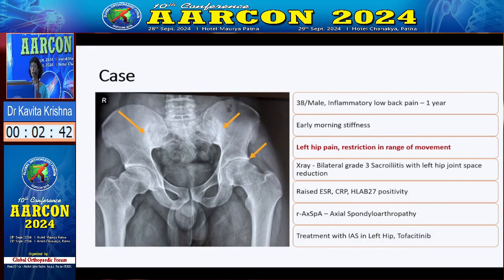Like this patient, a 38-year-old male, had low back pain according to him only for 1 year, but had a hip pain, and then we investigated and found grade 3 sacroiliitis. He's now got better with an intra-articular steroid injection into the hip, and we have also put him on tofacitinib.